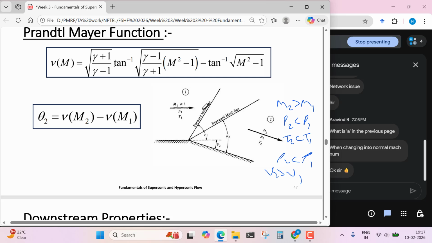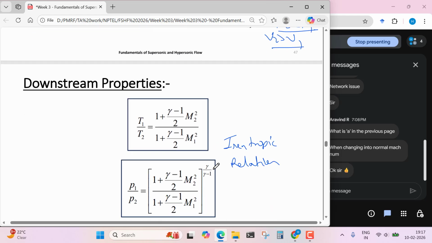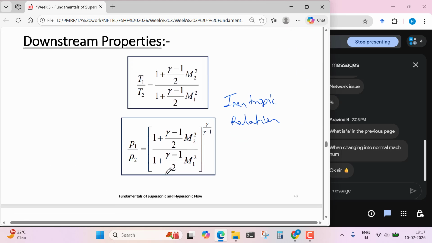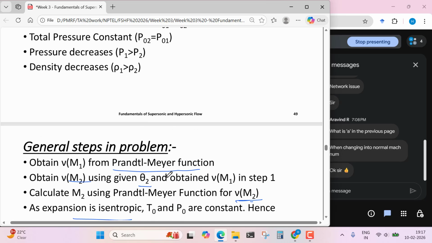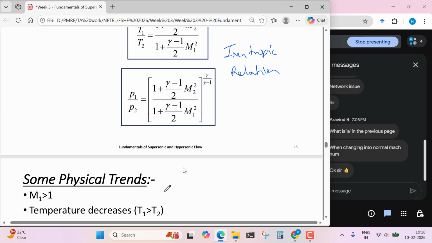So if the upstream Mach number is greater than 1 and the initial conditions are P1 and Pt1, then after this expansion fan, Mach number will increase, pressure, temperature and density will decrease, and velocity will increase. And as the flow is isentropic, we can directly use the isentropic relations for finding the temperature and pressure.